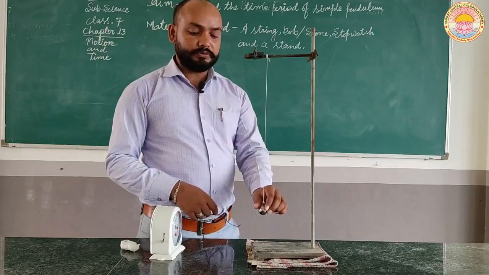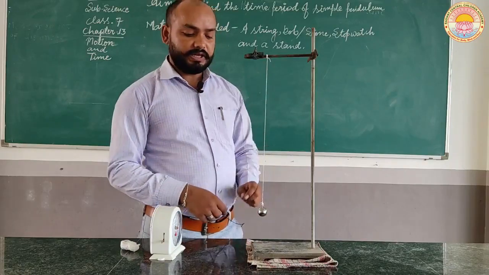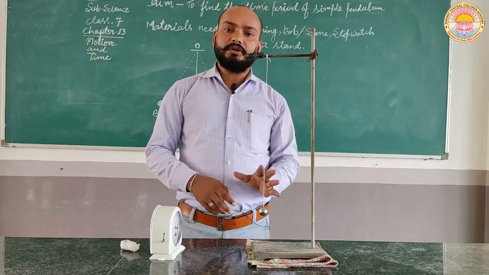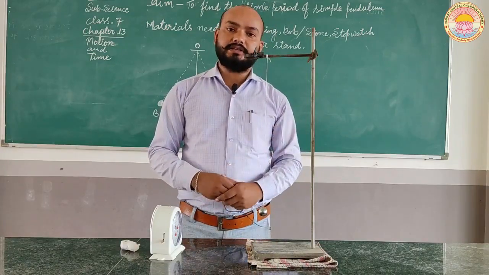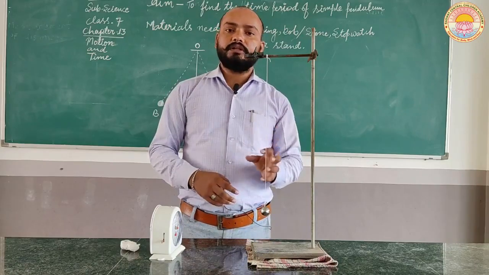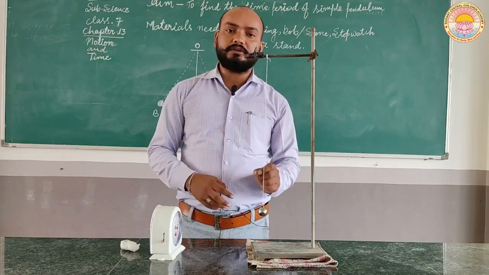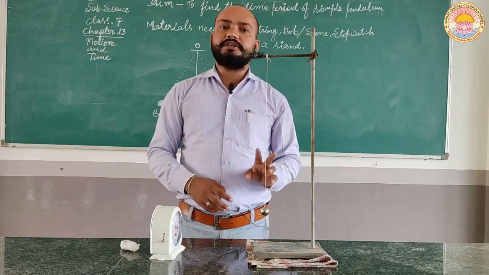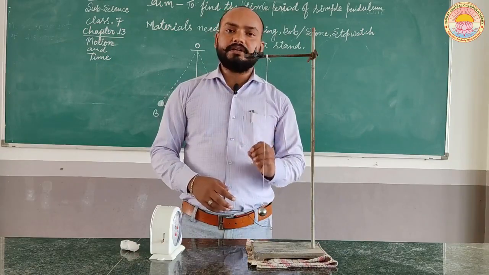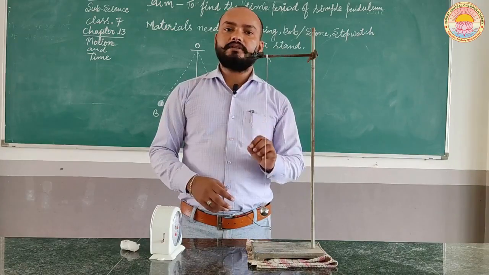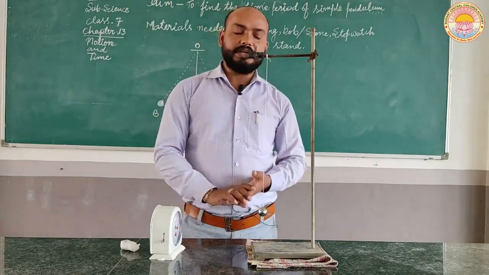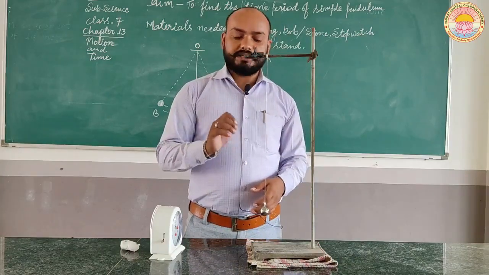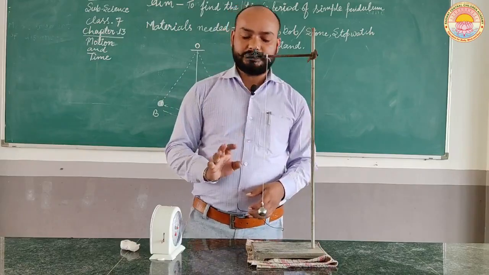When the bob is moving, you have to count the time taken to complete 10 oscillations. It means you have to know how long it will take to complete 10 oscillations, and you have to repeat this activity 3 times. When you repeat this activity 3 times, there will be very few chances of error, and that is why we perform this activity 3 times.